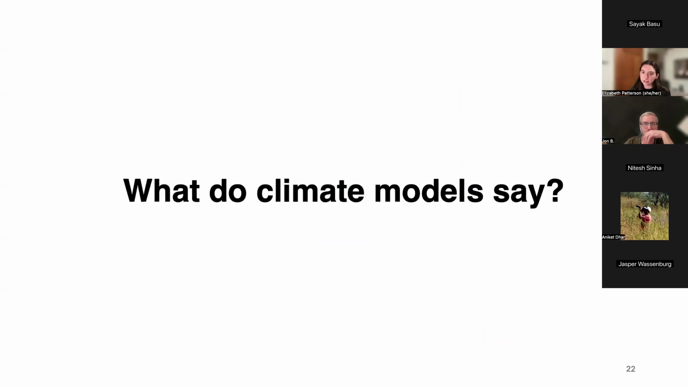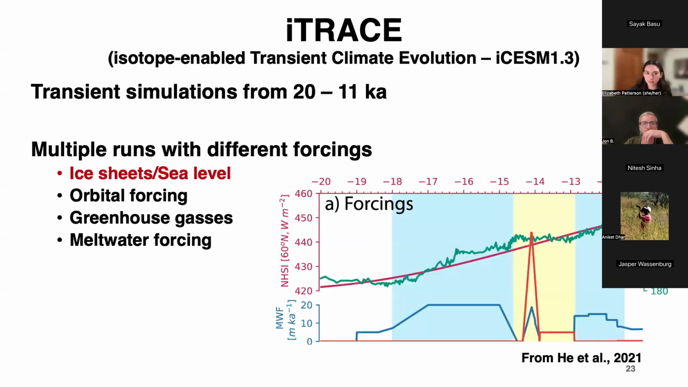So this is when I turned to climate models. Like, can climate models help me figure out what's going on with this record? And the climate model I'm going to talk about today that I used is called iTrace, which is a transient climate model simulation that was run from 20,000 years to 11,000 years ago. So it covers that interesting deglaciation period.